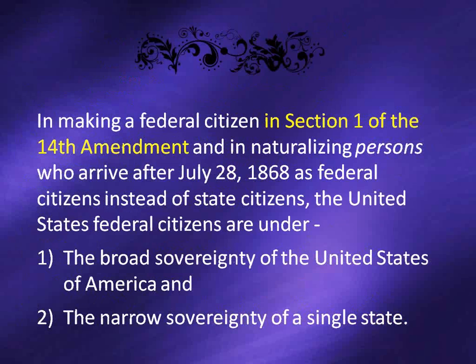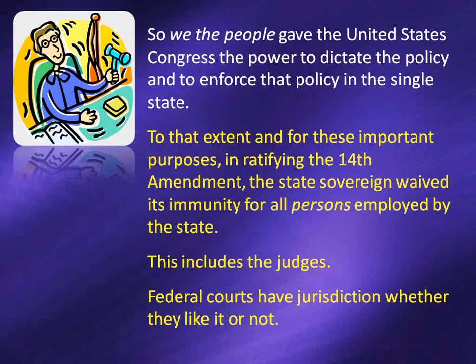In making a federal citizen in Section 1 of the 14th Amendment, and in naturalizing persons who arrived after July 28, 1868 as federal citizens instead of state citizens, the United States federal citizens are, under the broad sovereignty of the United States of America and under the narrow sovereignty of a single state. So we, the people, gave the United States Congress the power to dictate the policy and to enforce that policy in the single state. To that extent, and for those important purposes, in ratifying the 14th Amendment, the state sovereign waived its immunity for all persons employed by the state. This includes the judges. Federal courts have jurisdiction whether they like it or not.